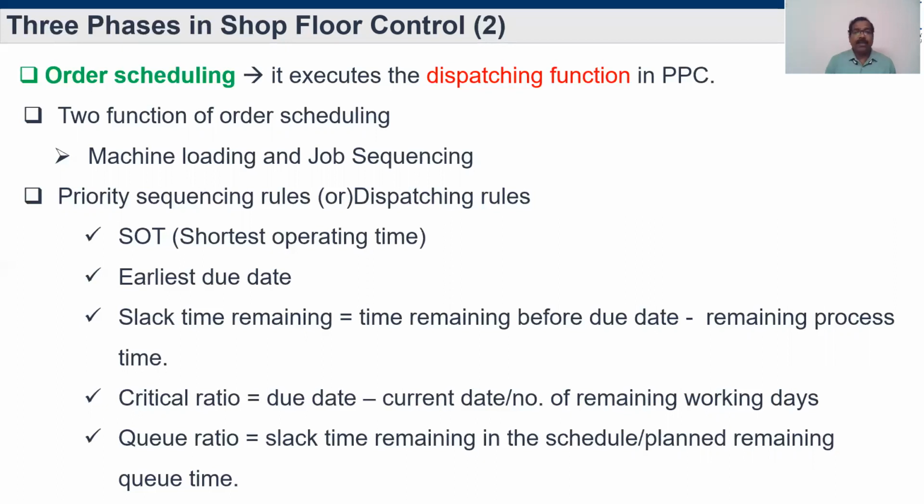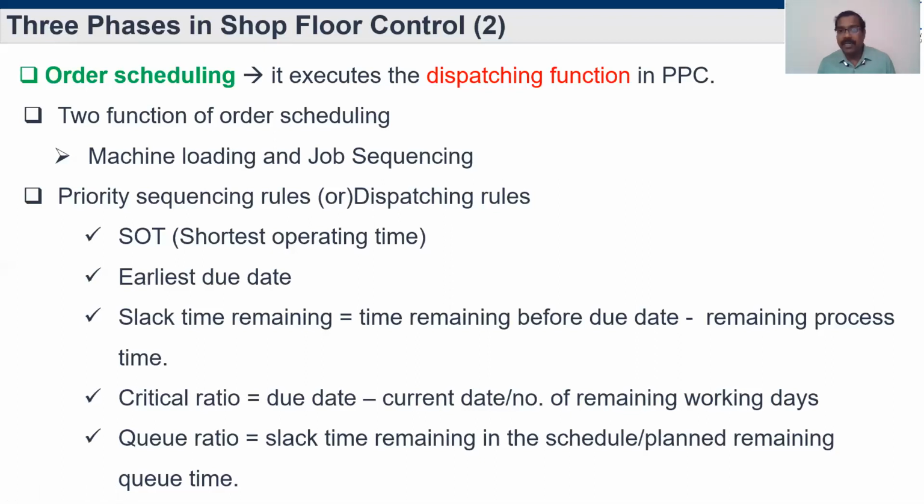And slack time remaining. How much slack time do we have? We have to calculate it. How to calculate the slack time? There is a simple equation, not a difficult one. The slack time remaining is equal to the time remaining before the due date minus the remaining process time. How much processing time we have and when we have to give the due date: this difference gives the slack time remaining.